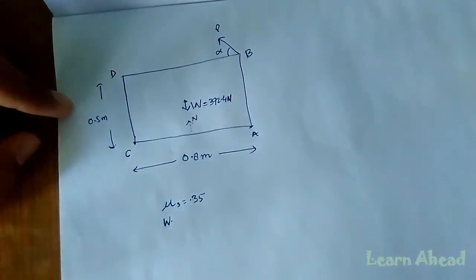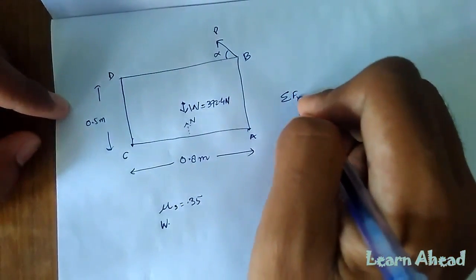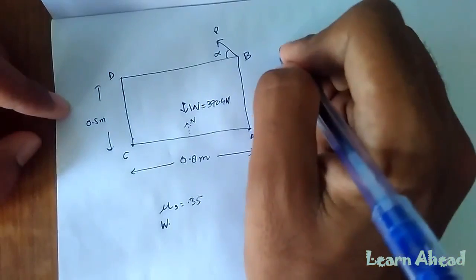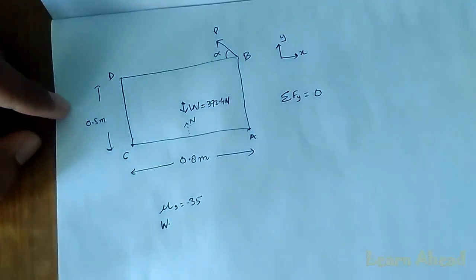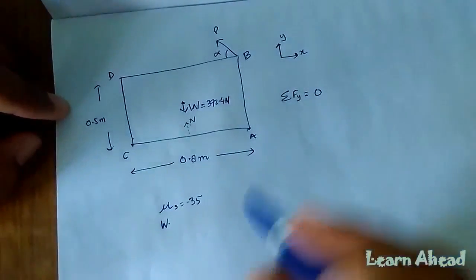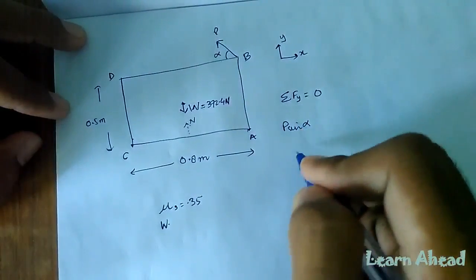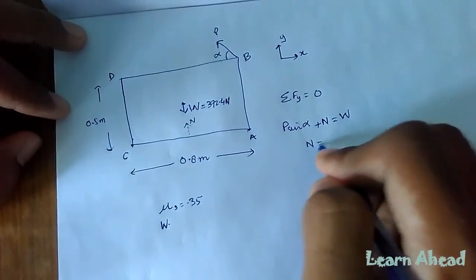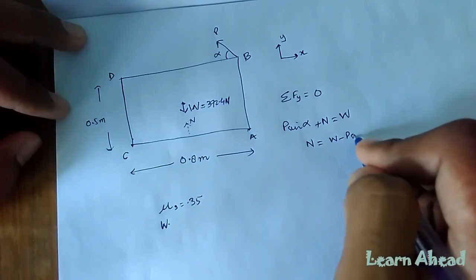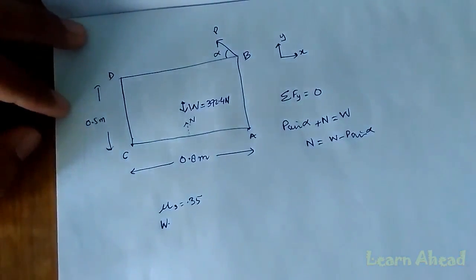N can be found out. How? Just write sigma Fy is 0, considering these set of axes. So we can say that P sin alpha plus N is W. So N comes out to be W minus P sin alpha. So N is not a variable anymore.